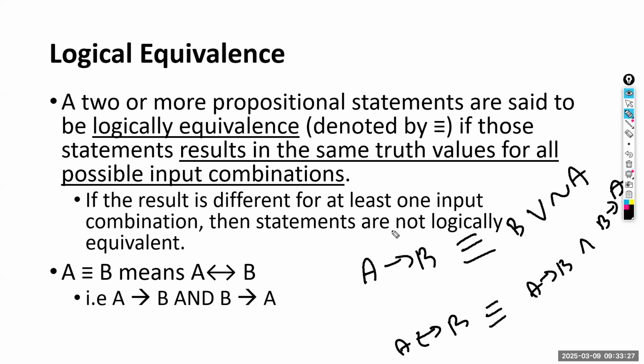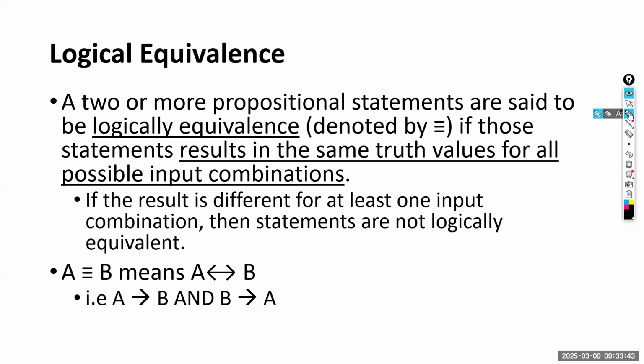And there are so many logical equivalents like De Morgan's rule. Not (A and B) is logically equivalent to not A or not B. All these 23 rules are also logical equivalents. Or anything that we can derive using those rules.